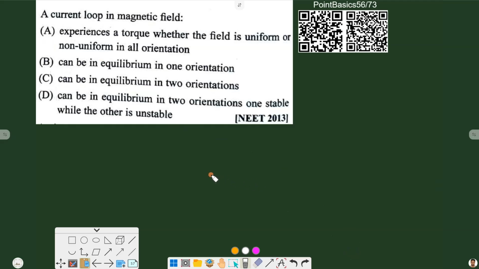So let us first examine the first statement, that a current loop experiences torque in a uniform or non-uniform field. Torque is given by m cross B, provided that if the field is constant, then it will experience equal torque, because suppose we have a rectangular coil here.